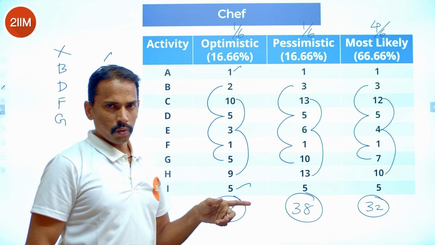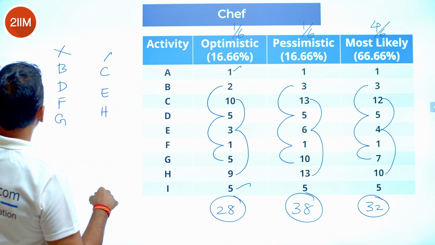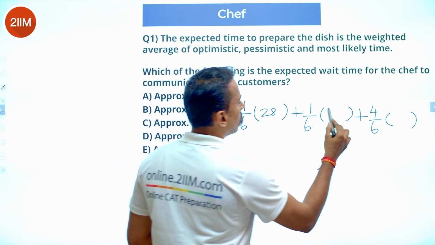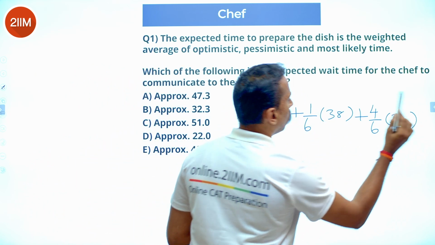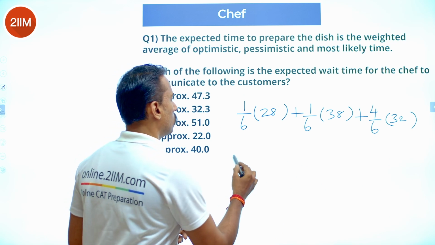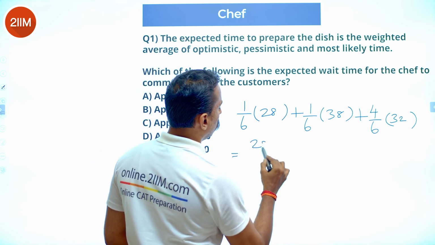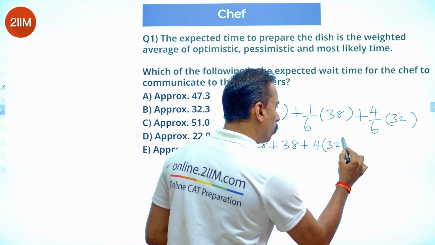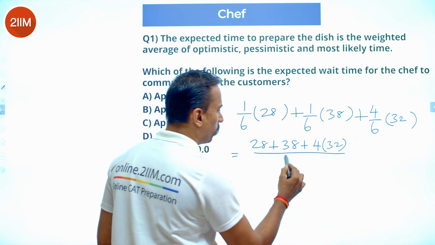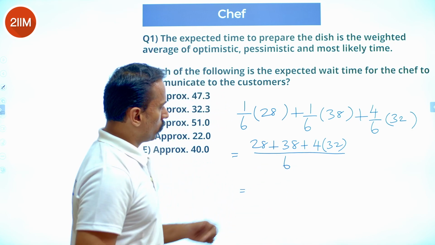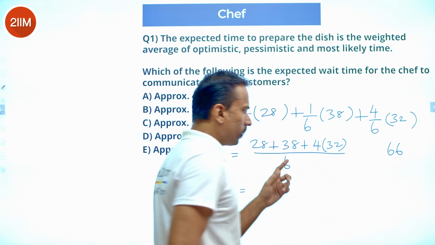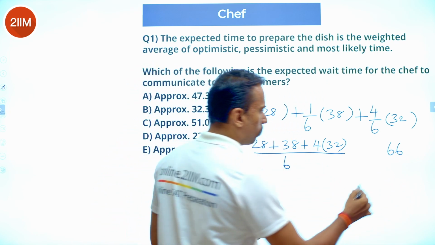28, 38, 32 will correspondingly just place these same three numbers here. So 28, 38 and 32. Okay, fine. Now we do this calculation, we'll get the answer. So it's going to be 28 plus 38 plus 4 times 32, whole divided by 6, the common denominator. Yes, fine. So 28 plus 38 will make us 66. 4 times 32, 64, 128.